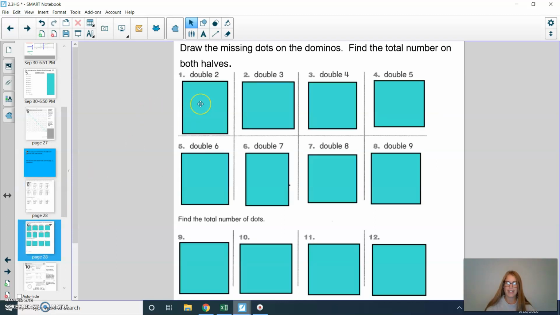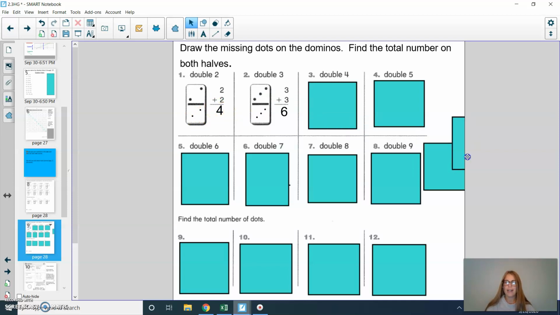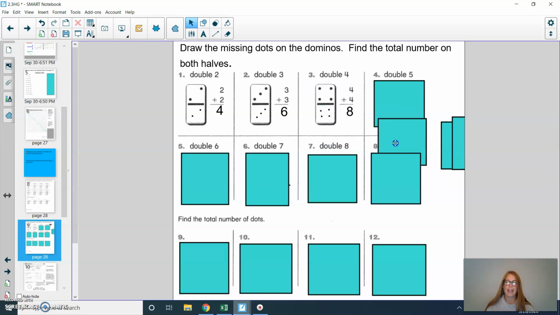All right, second graders. So for number 1, I had double 2, and so notice how I put in my 2 dots, and my answer 2 plus 2 is 4. For question 2, I had double 3. I added in my 3 dots, and 3 plus 3 is 6. Then I had double 4. I added my 4 dots. 4 plus 4 is 8. I had double 5. This time they gave me 4 dots, so I only had to add 1 dot in the center. And then 5 plus 5 was 10.